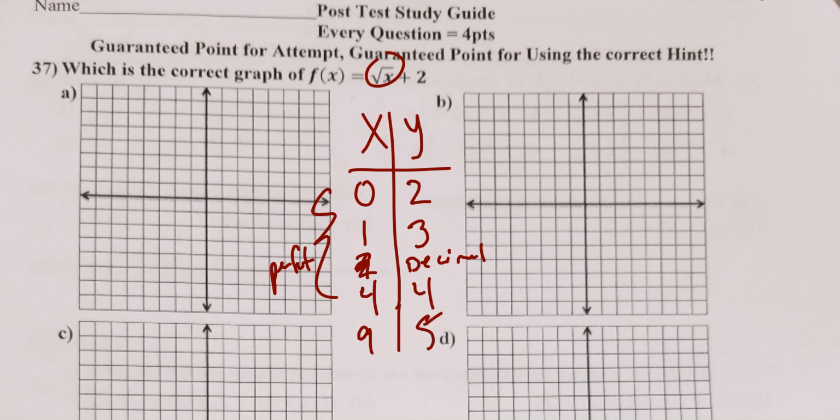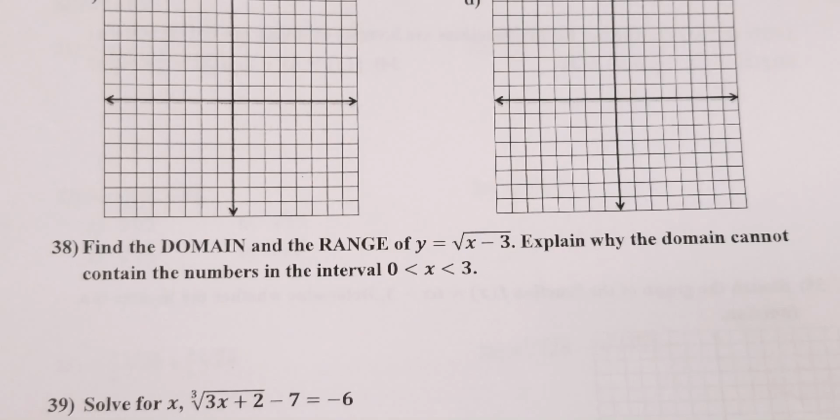So I go 0, 2, put a dot, 1, 3, put a dot, 4, up to 4, put a dot. If I want to put 9 and 5 on there, it's going to be right there. Remember, one arrow. It does not go to the left of the y-axis. It does not go below 2. If I wanted to, I could say the domain and range. That's it for 37. I'm actually going to graph 38 because it's easier to find the domain and range.